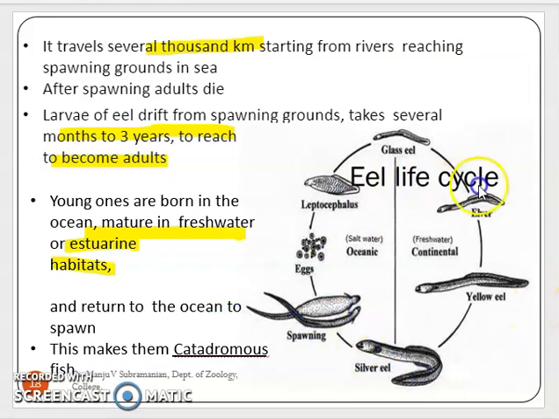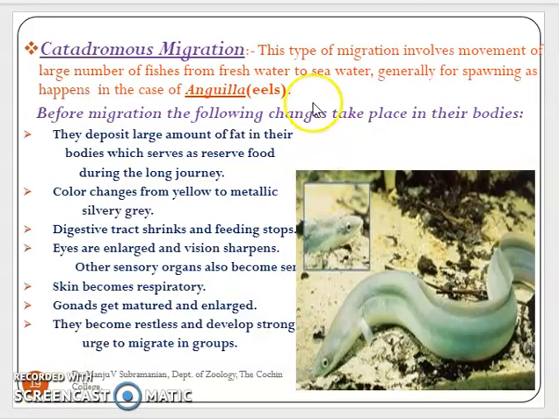This is a life cycle showing the catadromous type of migration. So once again, this type of migration involves a movement of a large number of fishes from freshwater to seawater. So freshwater to seawater is catadromous migration, and generally for spawning it happens in the case of Anguilla, the eel. And before migration, the following changes take place in these eels.